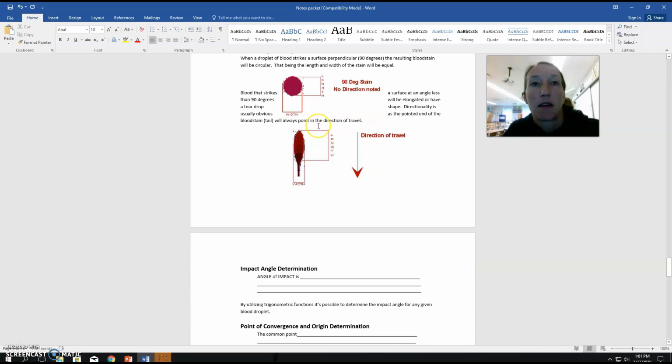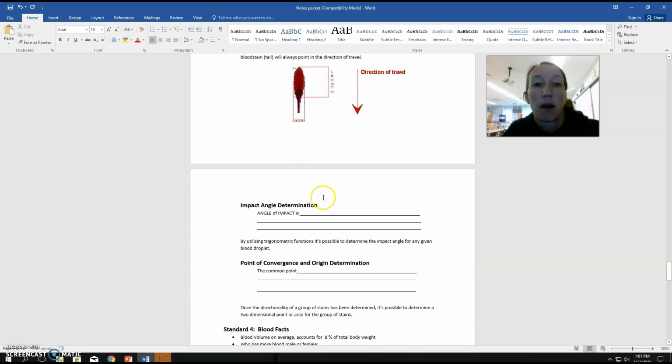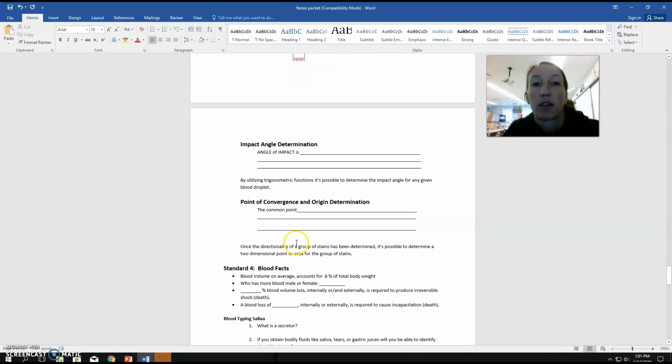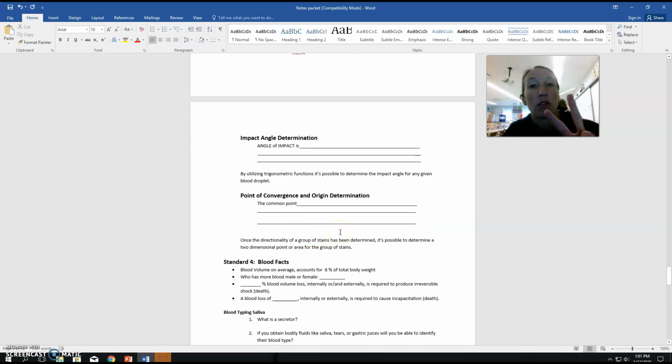All right, now directionality. Okay, this is so important when it comes to determining the point of convergence. Okay, point of convergence, you need two things: angle of impact, directionality. Once you have those two items, then you can use that to plug and chug into the formula to figure out, well, your angle of impact, you plug and chug that into the formula to determine that degree of which it came off the wall. And then you can put all those together to figure out where did they converge and merge together to see where that person was standing when the blow hit.